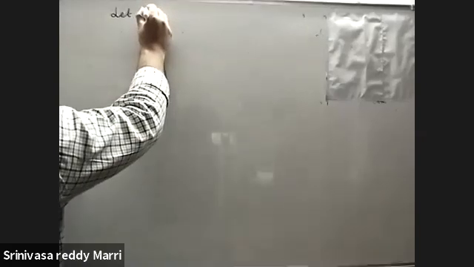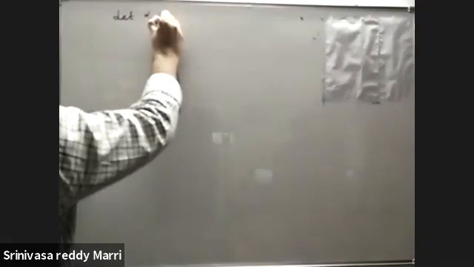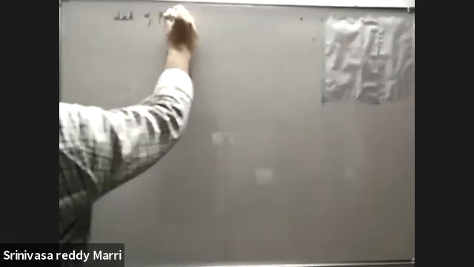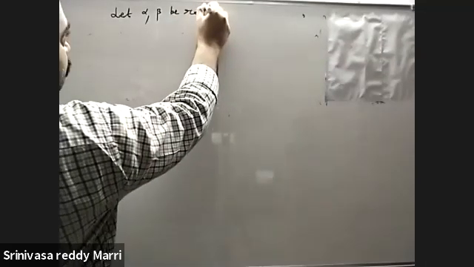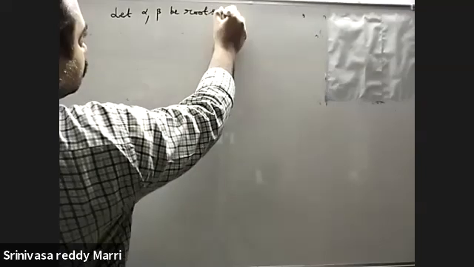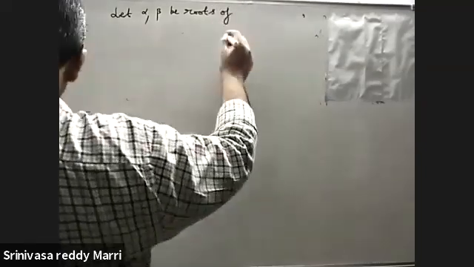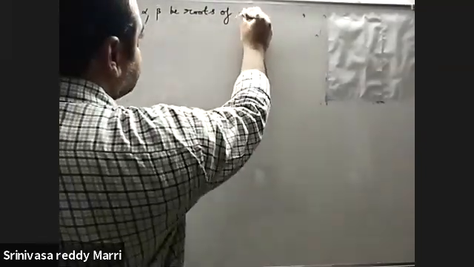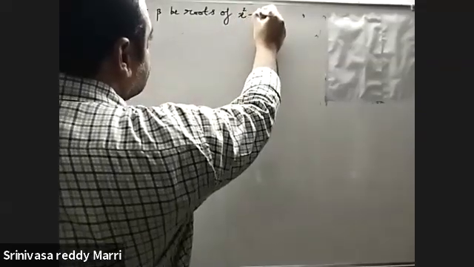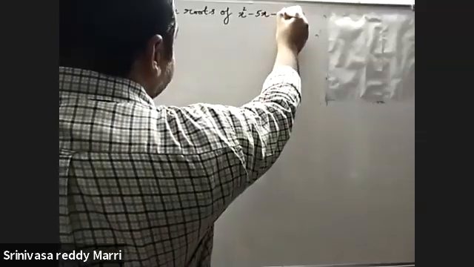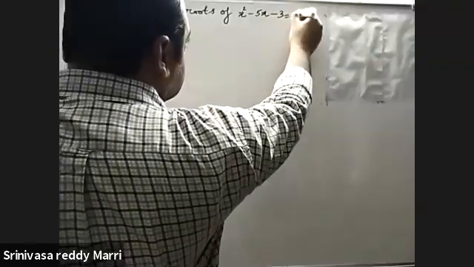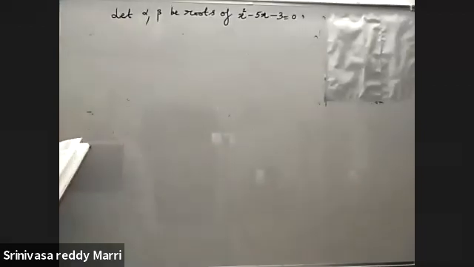Take one problem. Let alpha, beta be roots of x square minus 5x minus 3 equal to 0.